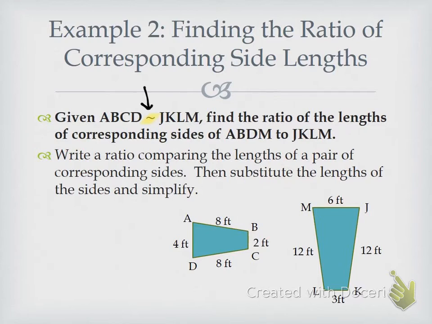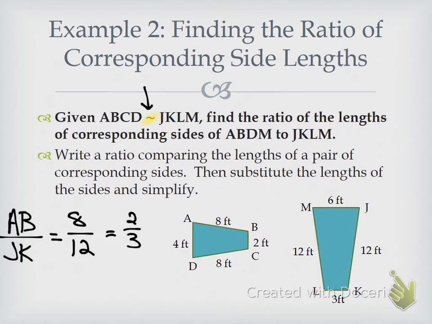So if I choose side AB, remember I'm forming a ratio. So what is the corresponding side to side AB? Which side is corresponding to AB? JK. Do you see that? Side AB corresponds to side JK. So what is the value for side AB? 8. What is the value for side JK? 12. Now reduce it, and that's your ratio.